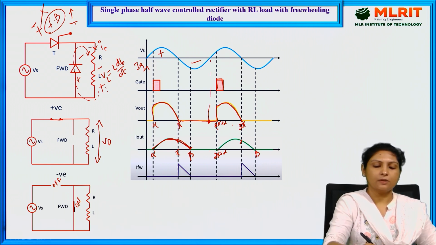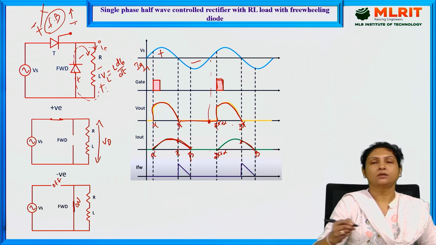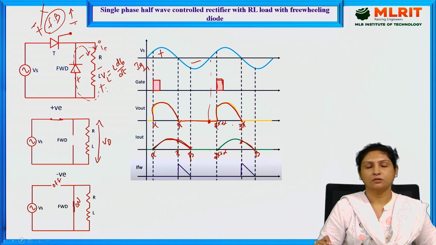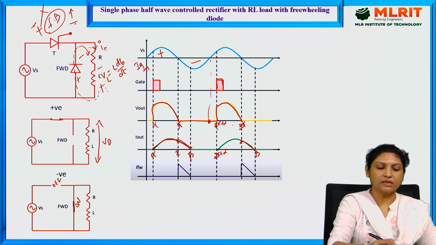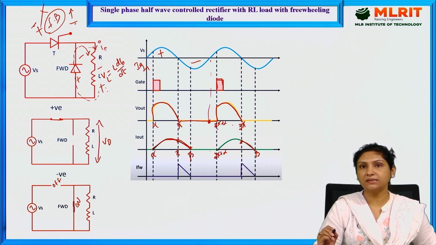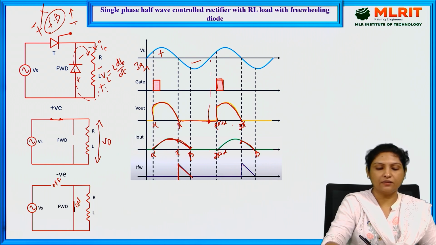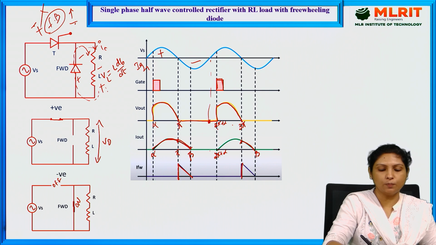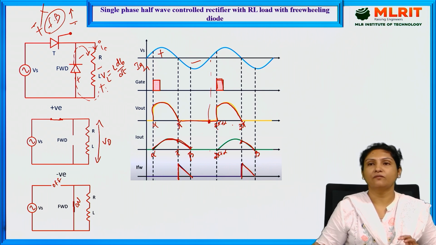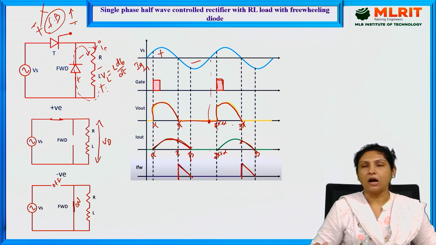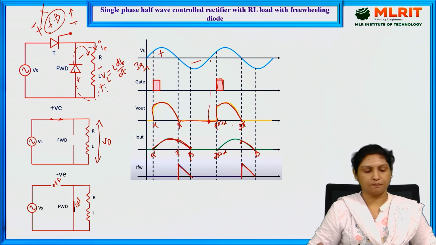the inductor is providing the energy to the load. Now coming to the current waveform across the freewheeling diode. The freewheeling diode is conducting current from the instant pi to beta, and again from 3 pi to beta. Only the freewheeling diode is conducting there; otherwise, it is not conducting.